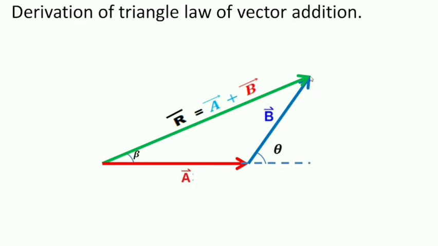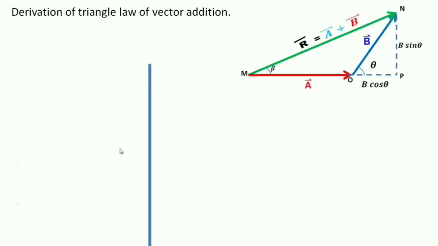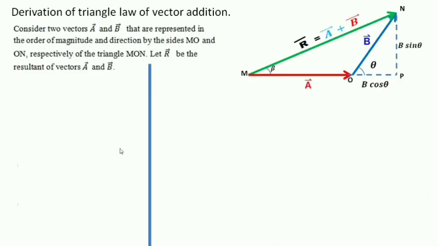Now we will drop one perpendicular from here. Now this side will be b cos theta and this side will be b sin theta, where b, without the cap, is the magnitude of this vector. This is the length of vector B. Now we'll give the names. So this is the diagram for our derivation. Now we'll derive the relation.